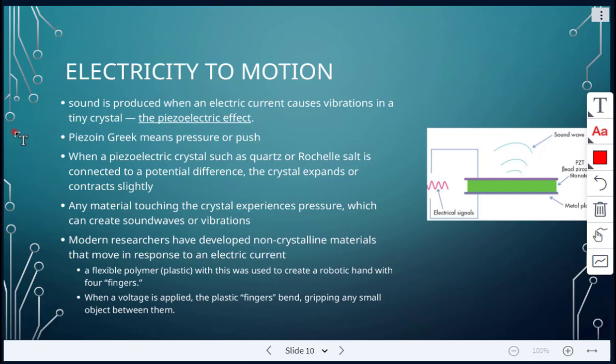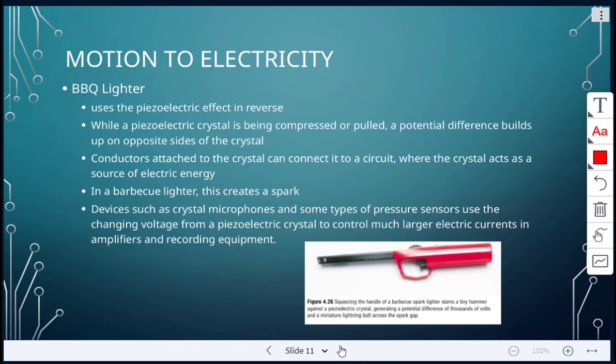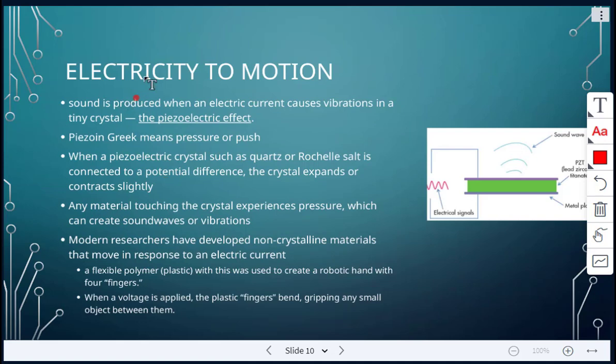So researchers have developed non-crystalline materials that move in response to an electric current. For example, a flexible polymer, which is a plastic, was used to create a robotic hand with 4 fingers. And when voltage was applied, those plastic fingers were able to bend and were able to grip small objects between them. All right, so an electrical signal here, and then we have some sort of material here, like a piezoelectric crystal. And then, so that was electricity to motion.